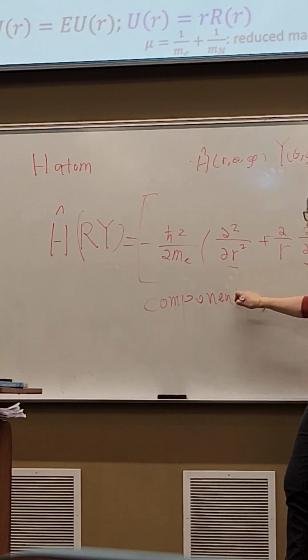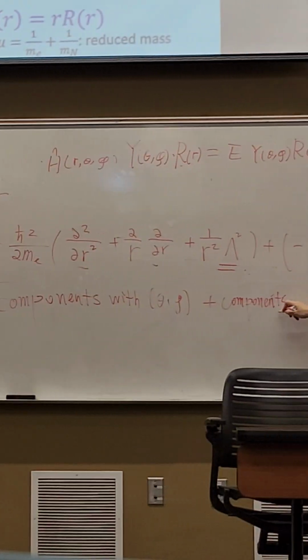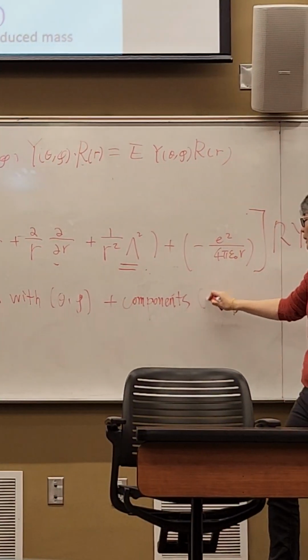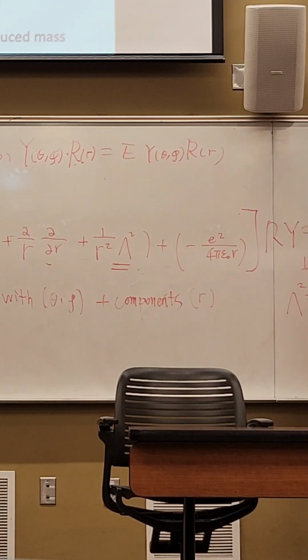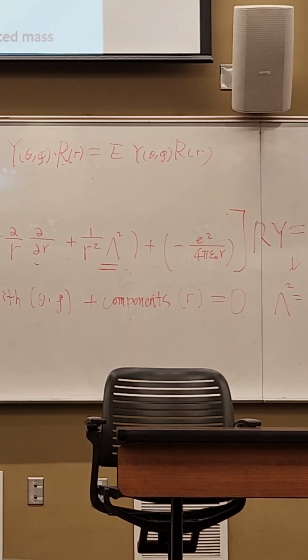Is it components with the variable here on the theta and phi. And then what else do you want to do? You want to have a component that just has components I'm applying to this one, only related with the other variable, and that equals to... right. So you can separate those variables.